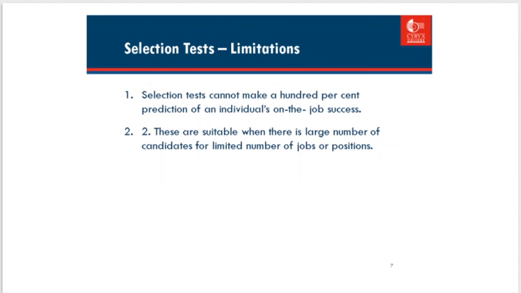Selection tests. Limitations. Selection tests may provide some useful information, but they suffer from some limitations also. Two such limitations are quite important, which suggest that use of tests should be supplemented by other means of soliciting information about the candidates. First, selection tests cannot make 100% prediction of an individual's on-the-job success. At best, they just reveal that those who have scored above the cutoff point, other things being equal, will be more successful than those who have scored below the cutoff point.